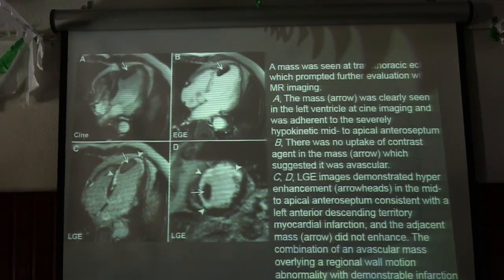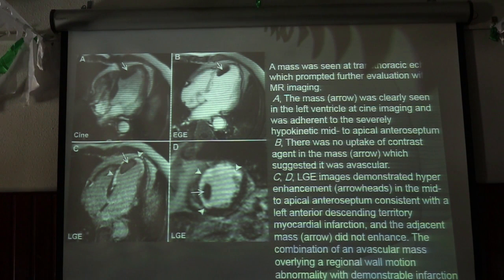In cases of cardiac masses, MRI can differentiate thrombus from non-thrombotic material. For example, this patient is a man that was seen by echocardiography, and this mass was suspected to be atrial myxoma and was referred for MRI for further evaluation. This lesion was severely adherent to the hypokinetic myocardium.